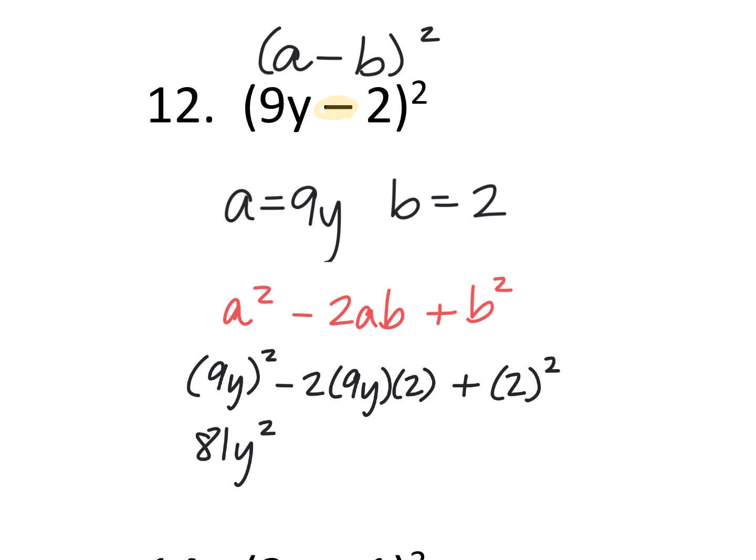Okay, and in the second term, you have to multiply. So we do the 9y times 2, which gets us 18y, and then we double it. So multiply by 2 again, so it's minus 36y plus 2 squared, which is 4. So the reason we end up with negative 36y is because if you were to FOIL this all out, you would get negative 18y, you combine them, 36.